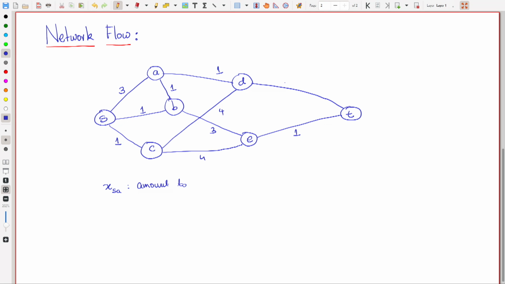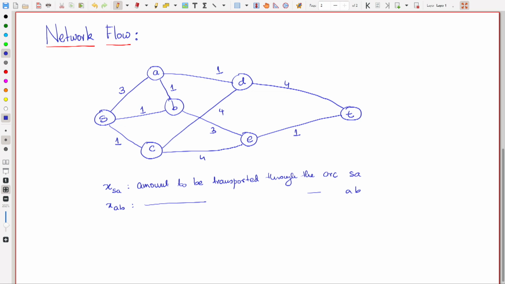D to T, let us put some capacity there. Everything has to have a capacity, an amount to be transported. Sometimes some arcs have infinite capacity, then you can just leave it out, but let us say they have a positive capacity transported through the arc S A. So how much you will transport along this arc? And then we will have X A B amount to be transported through the arc A B, etc.